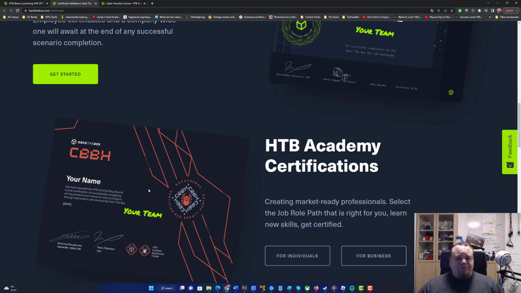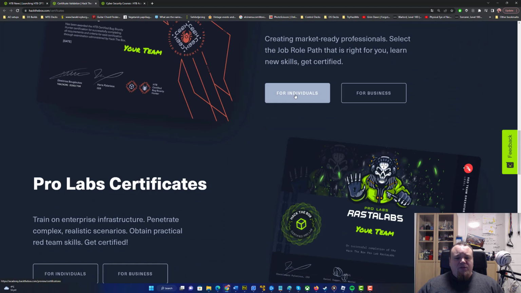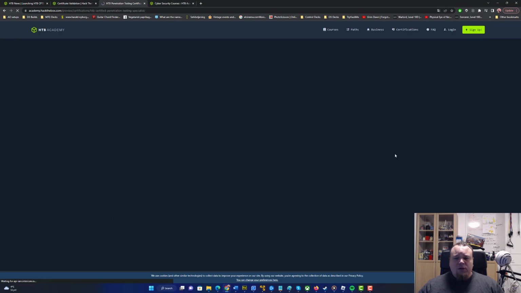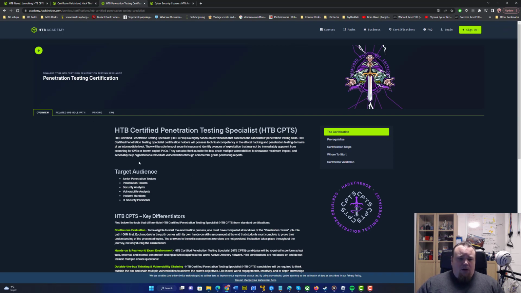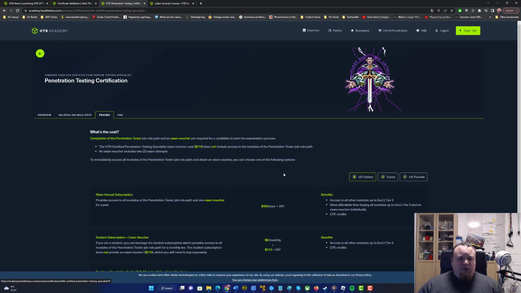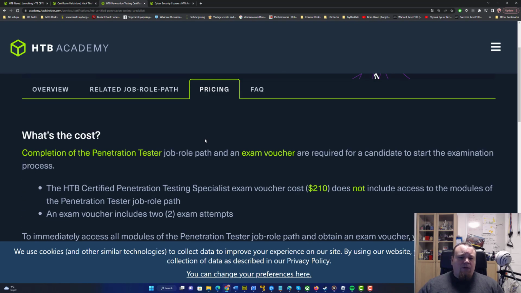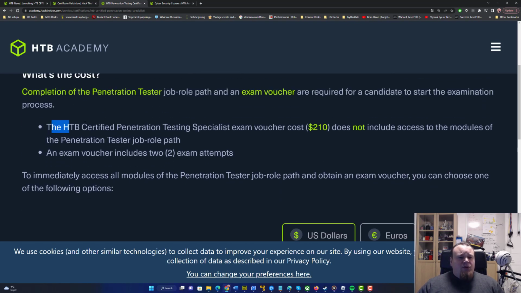So for individuals, that is the one. Can we get pricing? Now, there we go. So the Certified Penetration Testing Specialist is CPTS. This is the one with the logo, the guy. It's gonna cost you, the HackTheBox Certified Penetration Testing Specialist exam voucher costs $210, does not include access to the modules of the penetration tester job role path. An exam voucher includes 2 exam attempts.